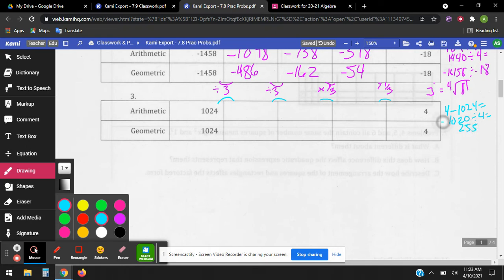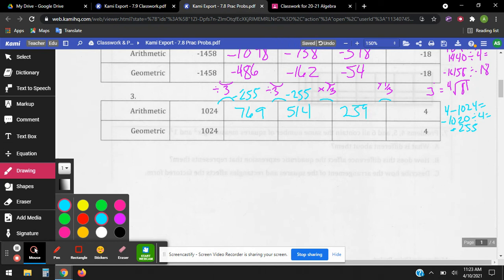Now, notice it's a negative 255, which makes sense because I'm going from 1,024 all the way down to 4. So I should be subtracting. So 1,024 minus 255 is 769, minus 255 is 514. Minus 255 is 259. Minus 255 would give me 4.